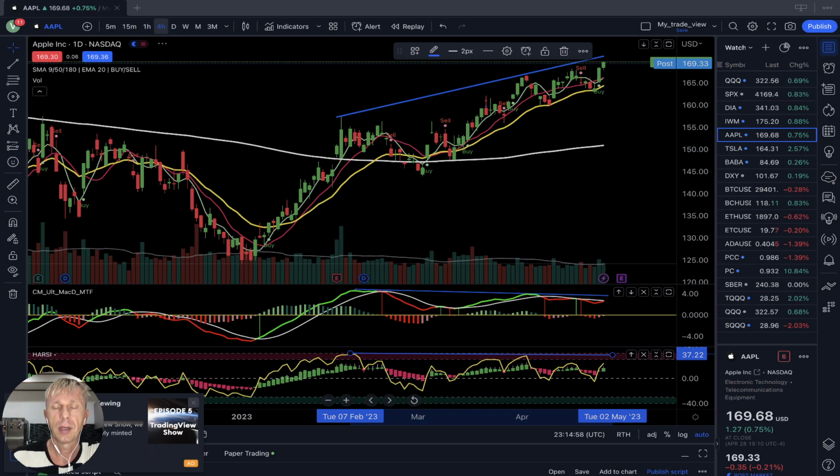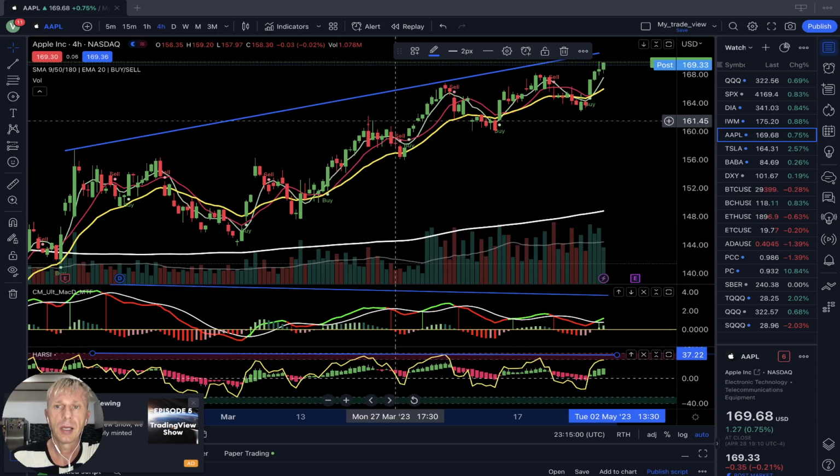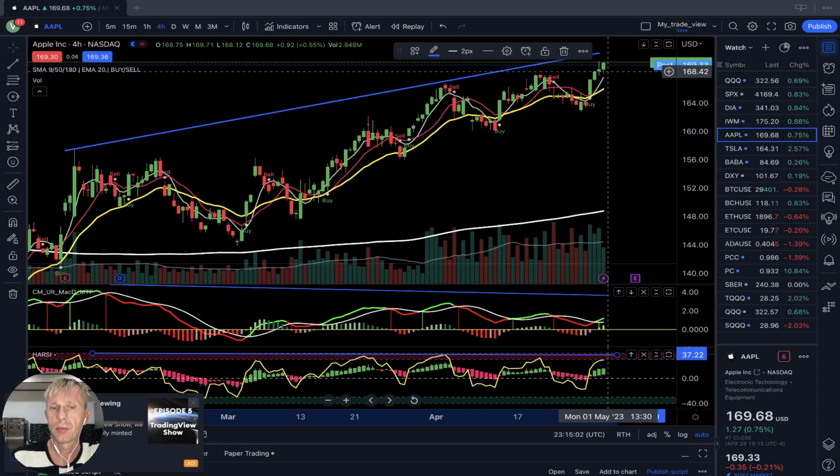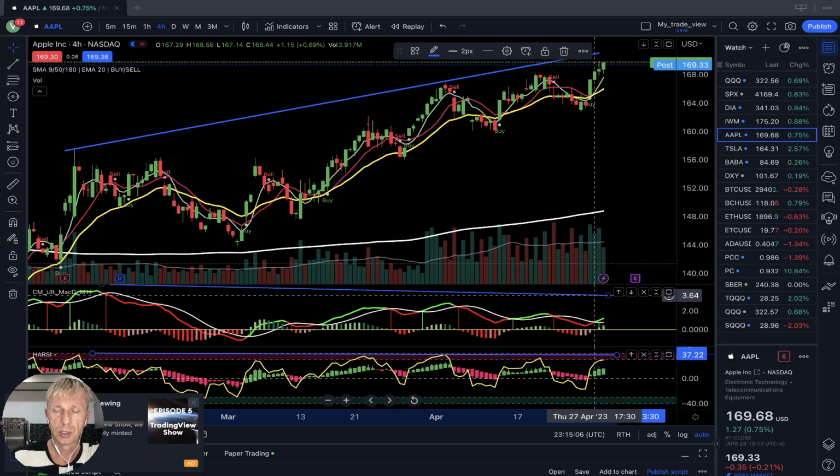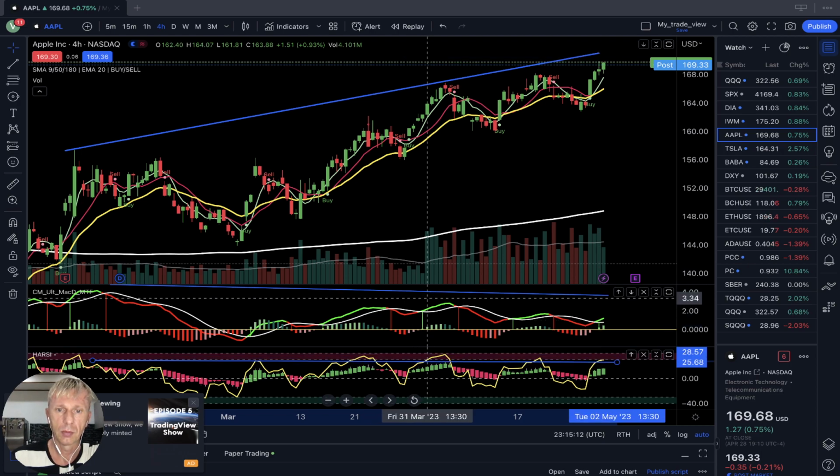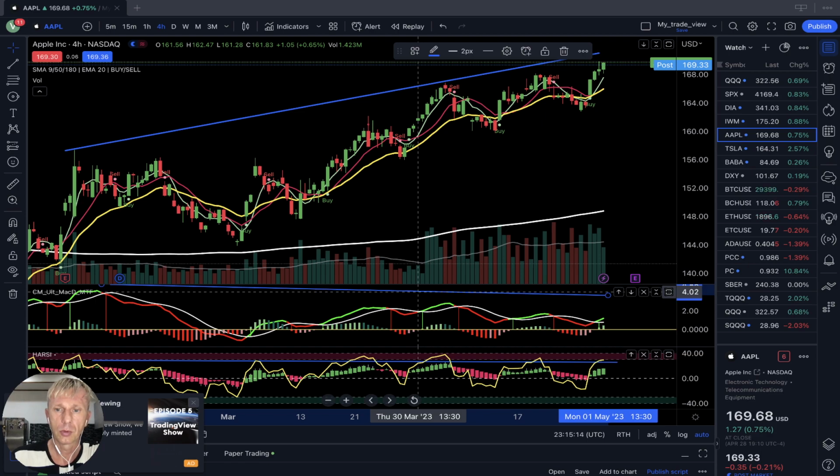4 hours time frame. Same buy signal, bullish run. Nothing changed. Bearish divergences, signal is green, bullish, but it's building multiple bearish divergences. It wants to go down.